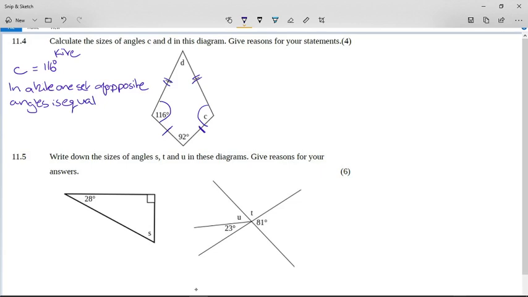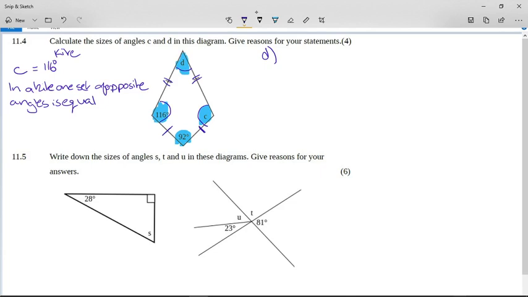If we then look at D, how are we going to find D? Well, if you have a look here, I've just told you what angle C is. We know this angle, we know this angle. So angle D is the last angle we've got left. And this is a 4-sided shape, which is a quadrilateral.